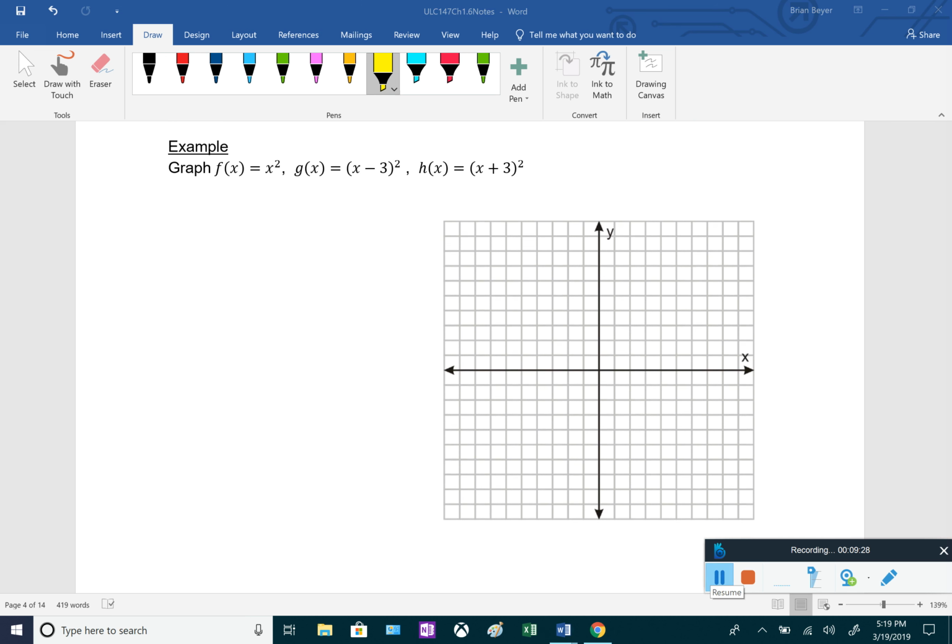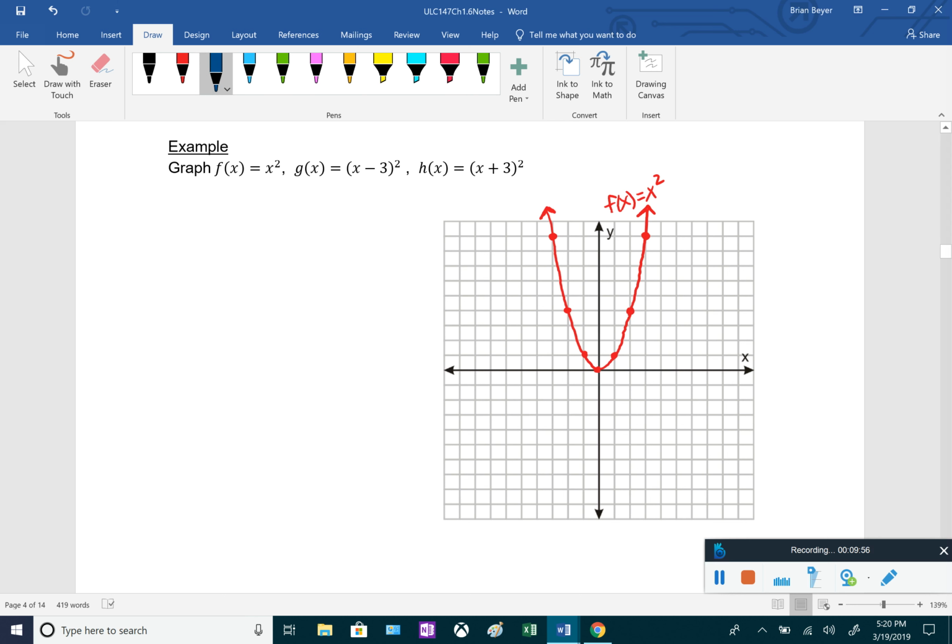So we're going to graph f of x, which is x squared, g of x, which is (x minus 3) squared, and h of x, which is (x plus 3) squared. Starting with x squared, once again, we know this is a parabola, and I'm going to plot those points that I had plotted previously. If you have to plug in values for x squared, go for it. You should use these points. So we get that basic parabola function.